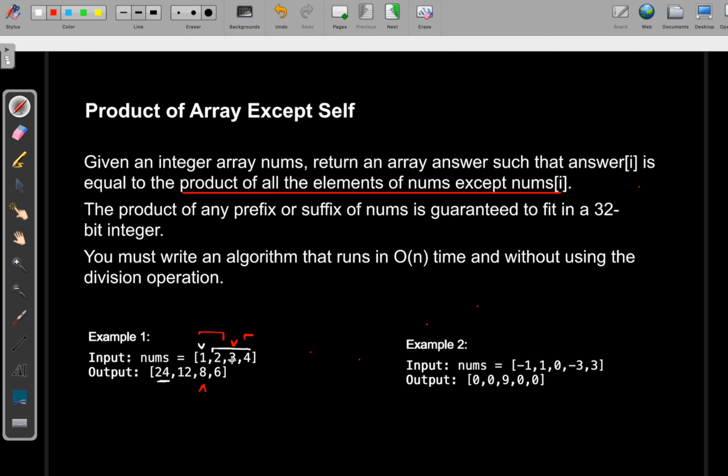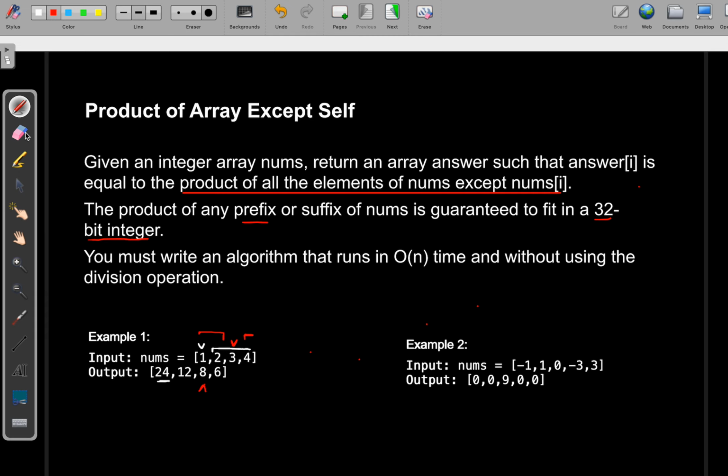Now the product of any prefix or suffix of nums is guaranteed to fit in a 32-bit integer. So basically they are saying if you take the product of all the numbers at the beginning, like 1, 2, and the numbers in the suffix, in the ending, the product of all these numbers will not go greater than a 32-bit integer. It will always have guaranteed storage of a 32-bit integer.